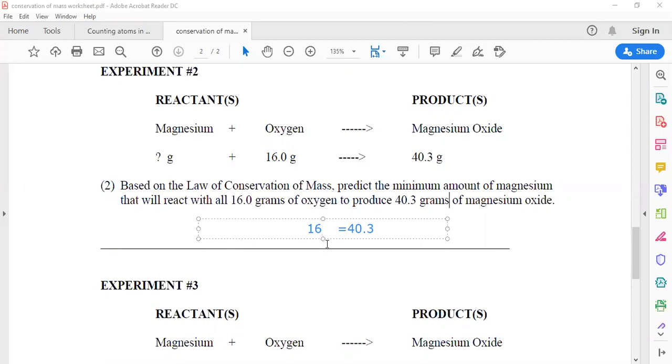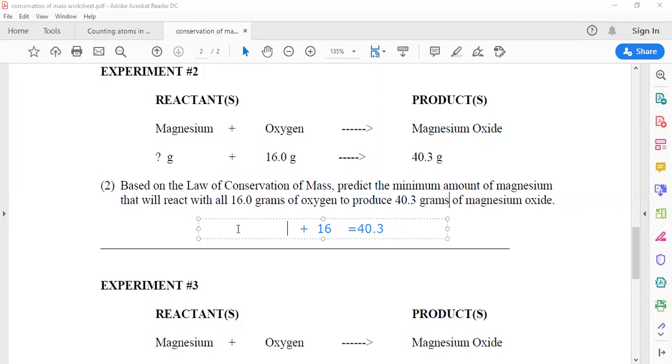So the question is, if we are ending with 40.3, we must begin with 40.3. So we're going to say what plus 16 equals 40.3. In math, you learn that to solve for X, you take one number over the equal sign and change the mathematical symbol. So you could say 40.3 minus 16, and that should give you your answer, and it would be 24.3.